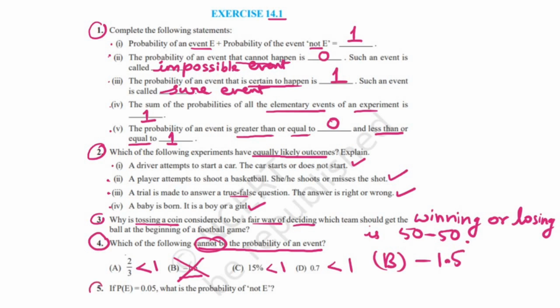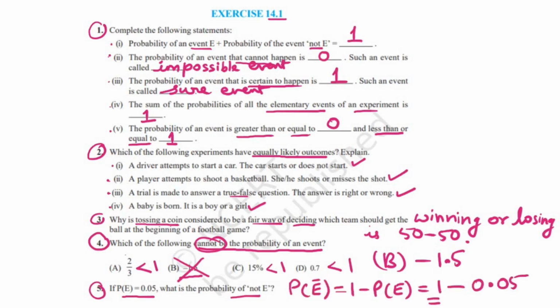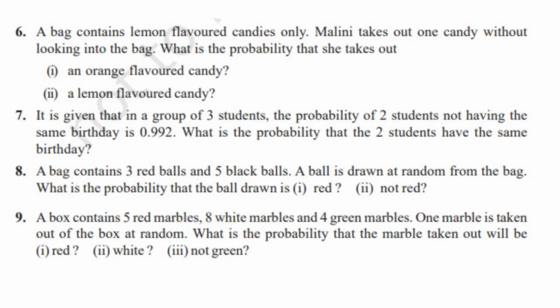The last one: probability of happening of an event is 0.05. What is the probability of not happening of the event? So probability of not happening of an event is 0.95.